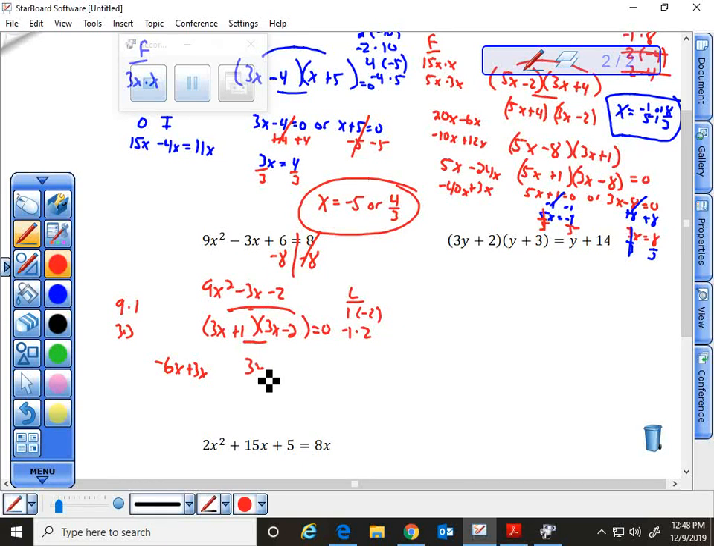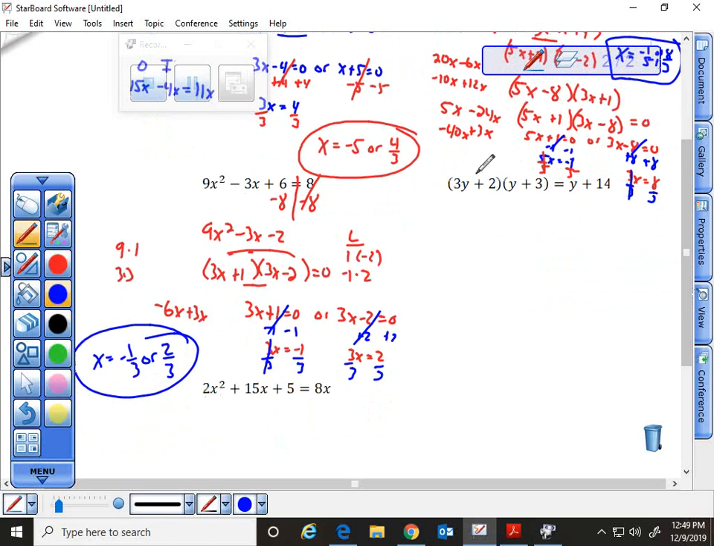So we'll go 3x plus 1 equals 0, or 3x minus 2 equals 0. Solve that by subtracting 1 to both sides. So 3x equals negative 1, and divide by 3. And this other one, add 2 to both sides and divide by 3. So your answer is going to be, for this one, x will equal negative 1/3 or 2/3.